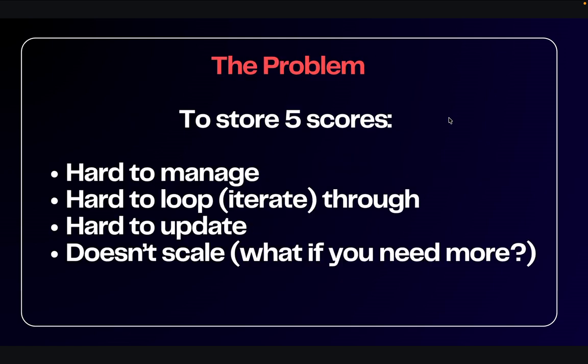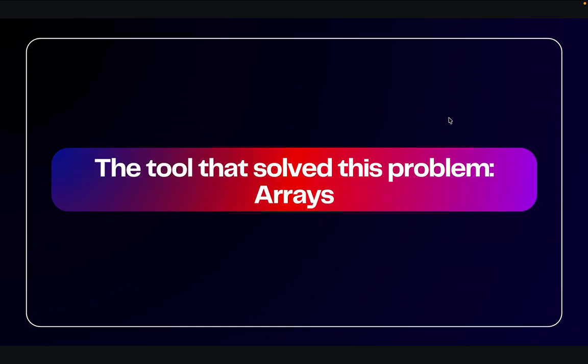So, if you were to do 5 separate scores, obviously it would be hard to manage because you would have to deal with each of the 5 scores independently. It would be hard to iterate through or use a loop with. It would be hard to update those values because you have to update them individually. And it also just doesn't scale. Every time you would need a new score, you would have to create a new variable and assign the value to it. So to solve that issue, this is where arrays come into play, and that's what we'll be discussing today.